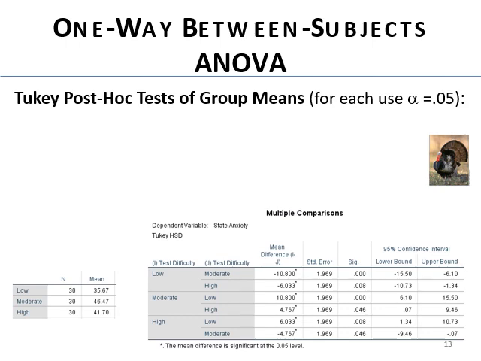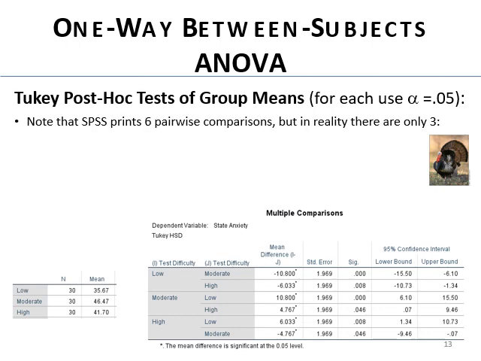So why are there 6 rows if for 3 groups there's only 3 possible unique comparisons? Good question. So yes, SPSS prints 6 pairwise comparisons, but in reality there are only 3 of them. And the reason is SPSS does low versus moderate, but then it'll go ahead and do moderate versus low. So it's redundant. So you got to find the 3 unique one-to-one comparisons in here and ignore the rest.